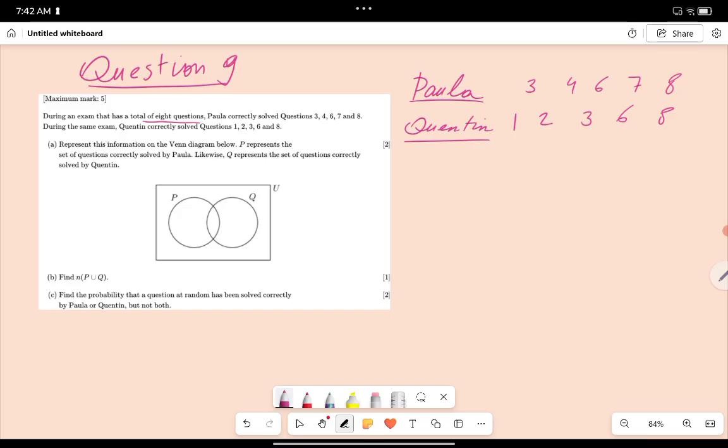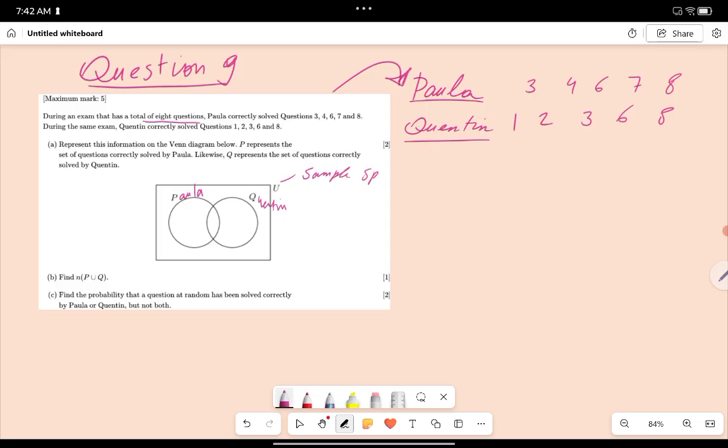A. Represent this information on the Venn diagram below. P represents the set of questions correctly solved by Paula. And likewise, Q represents the set of questions correctly solved by Quentin. Okay, so this is a Venn diagram. So we're going to represent this information in our Venn diagram. And U is the sample space.